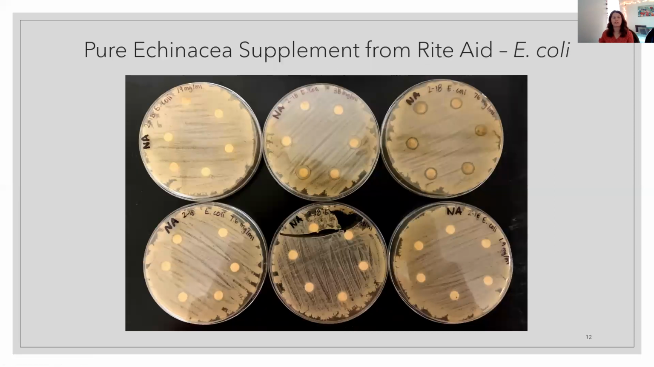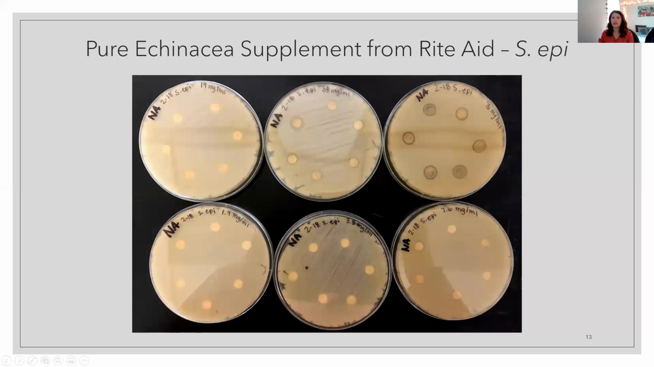Okay, so next we looked at the results from the pure Echinacea supplement from Rite with the E. coli. And you can see a very slight zone of inhibition on the 38 and 76 milligram per milliliter plates. And the same thing with the pure Echinacea supplement from Rite with the Staph Epi is there's a very slight zone of inhibition on the 38 and 76 milligram per mil plates.